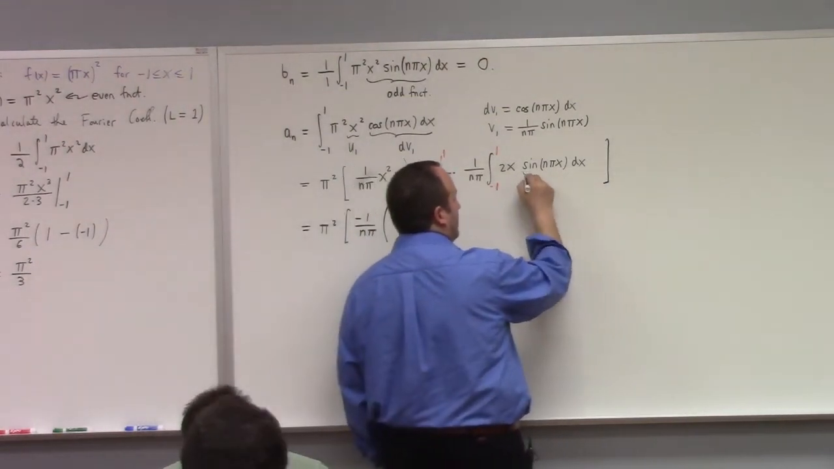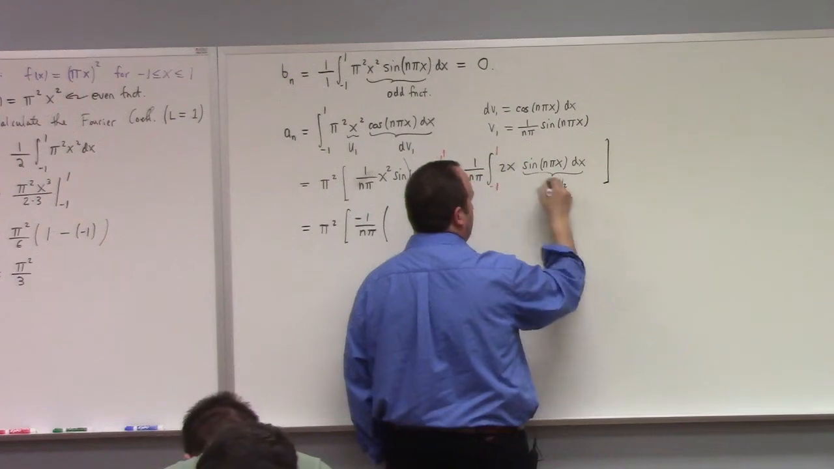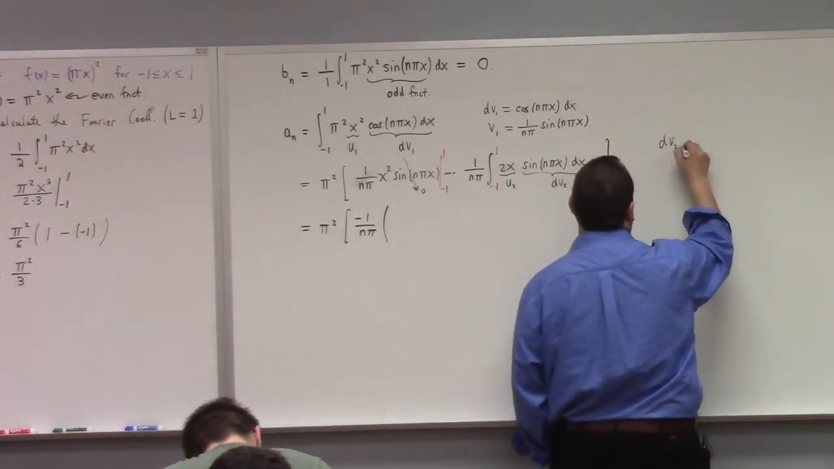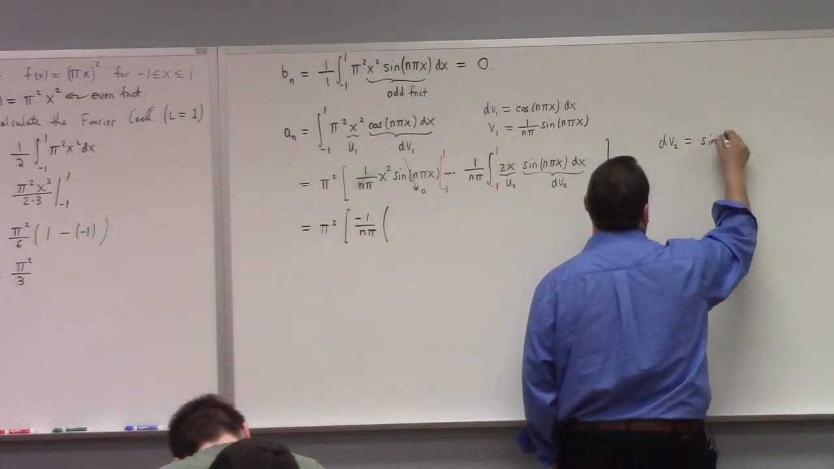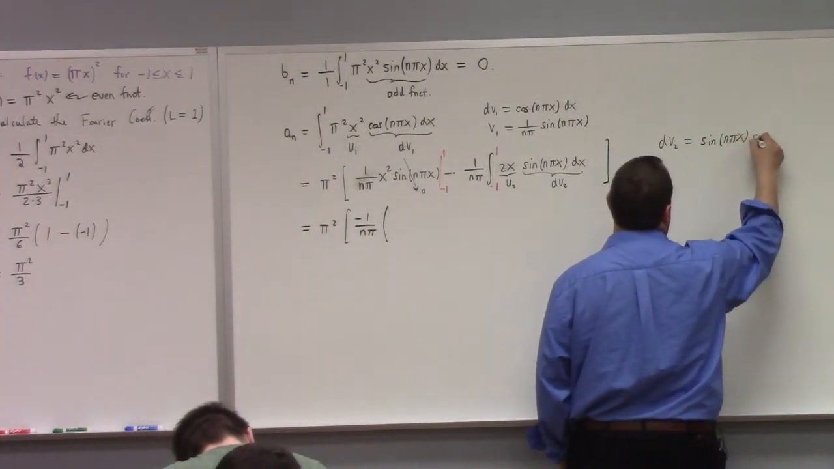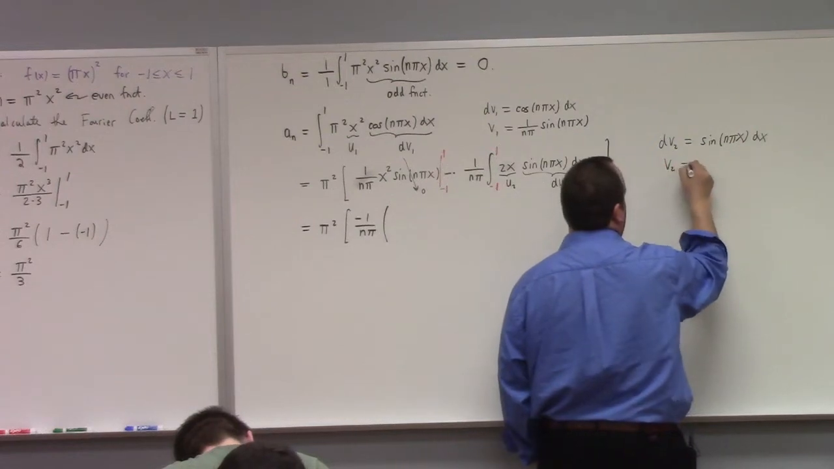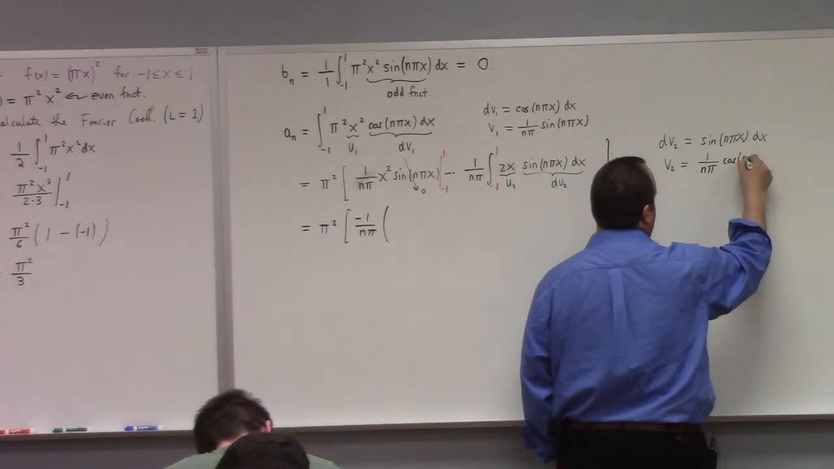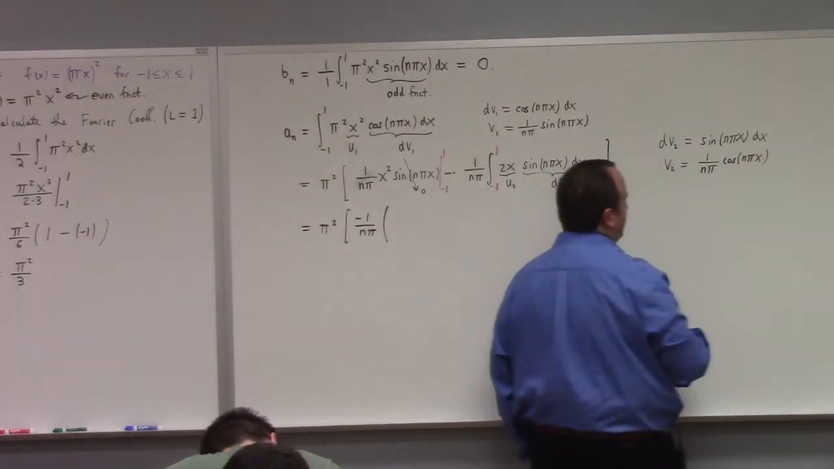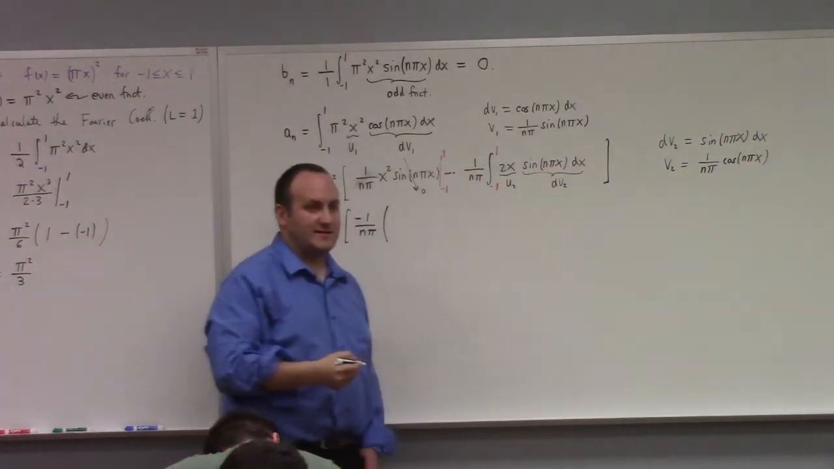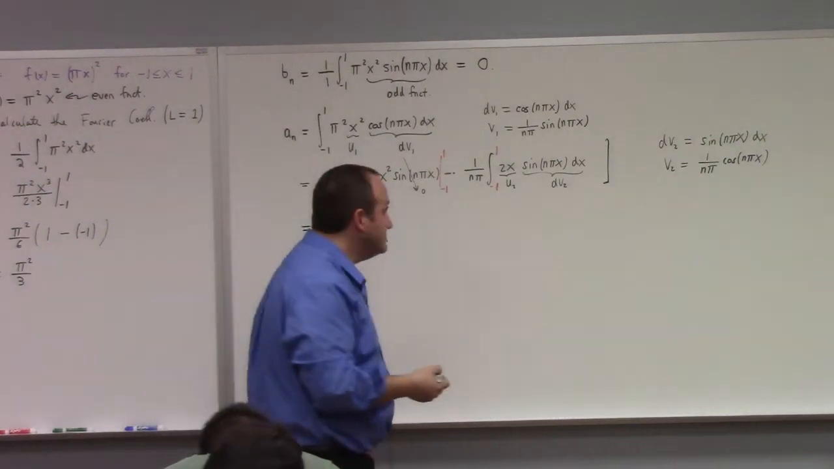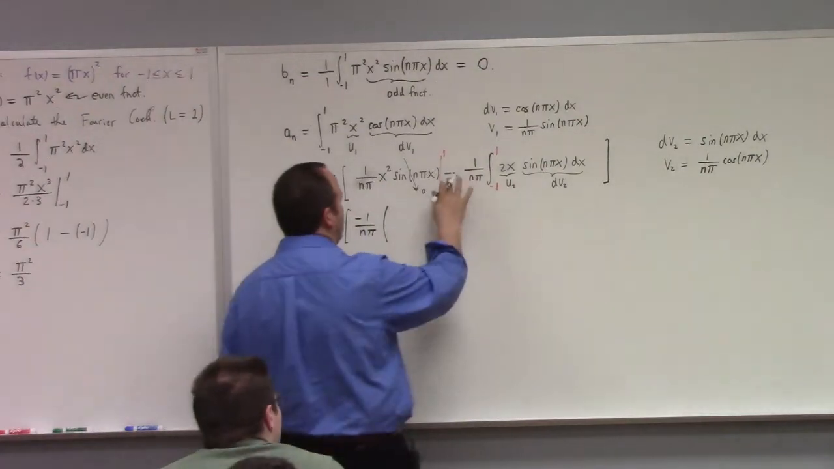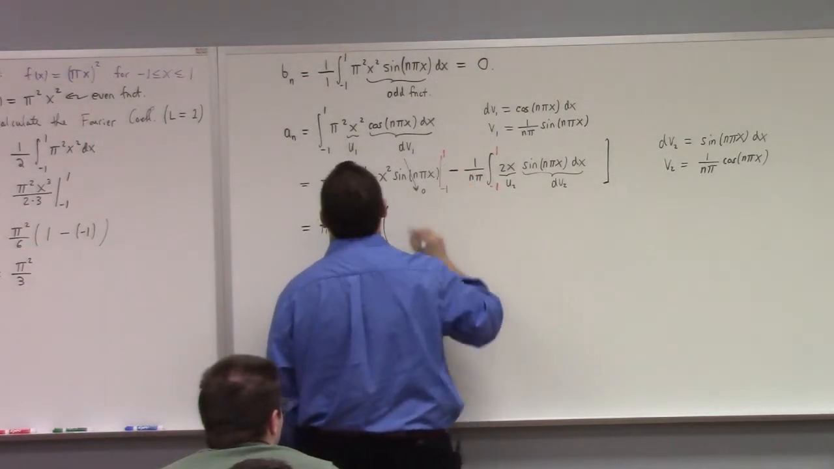Now this, I'm going to call dv2. And I'm going to call the 2x u2. So if dv2 is sine n pi x dx, what's that make v2? I would say 1 over n pi cosine of n pi x if I wanted to make the same mistake I made last class. But since I don't, I'm going to do what? What's n doing when you're integrating? Is that just like a constant? N is a constant here. N is a fixed constant throughout this integration.